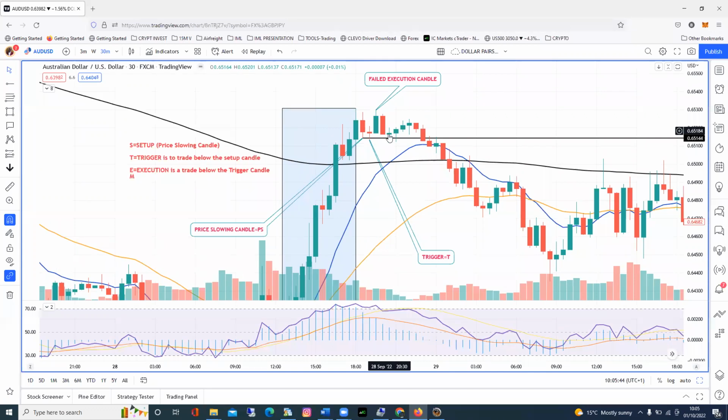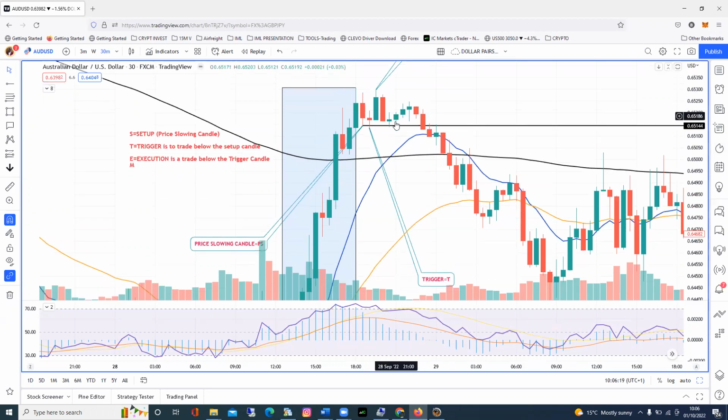So the next candle, we have to trade below the low. And when that next candle trades below the low, that becomes a trigger. And when that becomes a trigger, you want to see your execution, which is this candle that now trades below this low. Once the execution candle occurs, which is trading below this trigger low, you know that potentially you are now setting up for a trade execution. And in this case, it's going to be a sell.